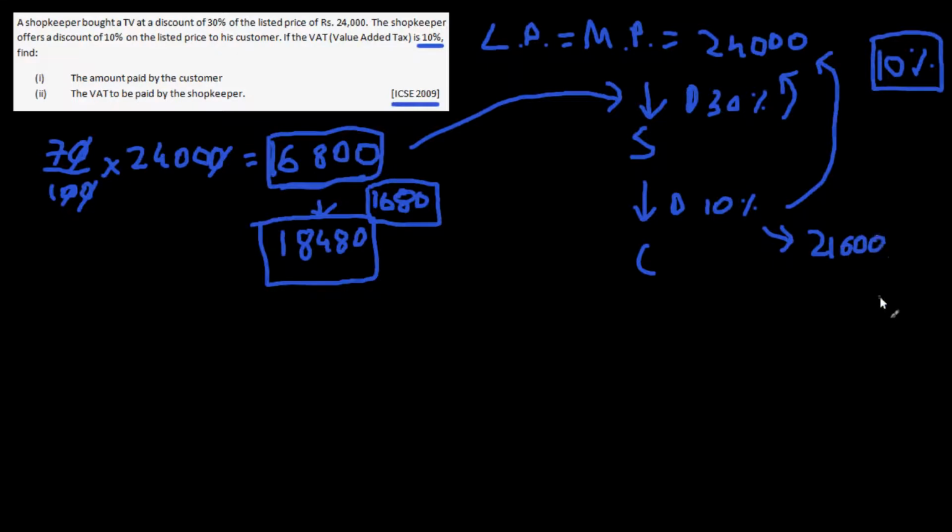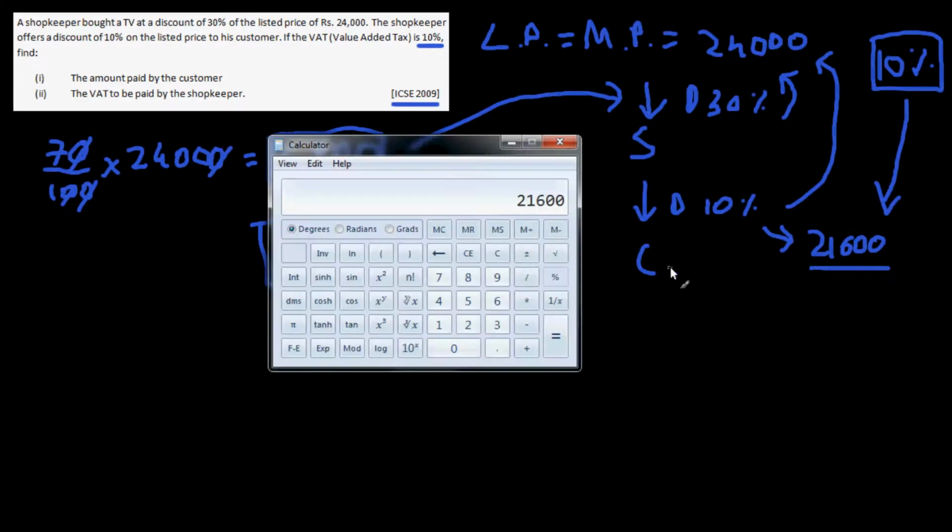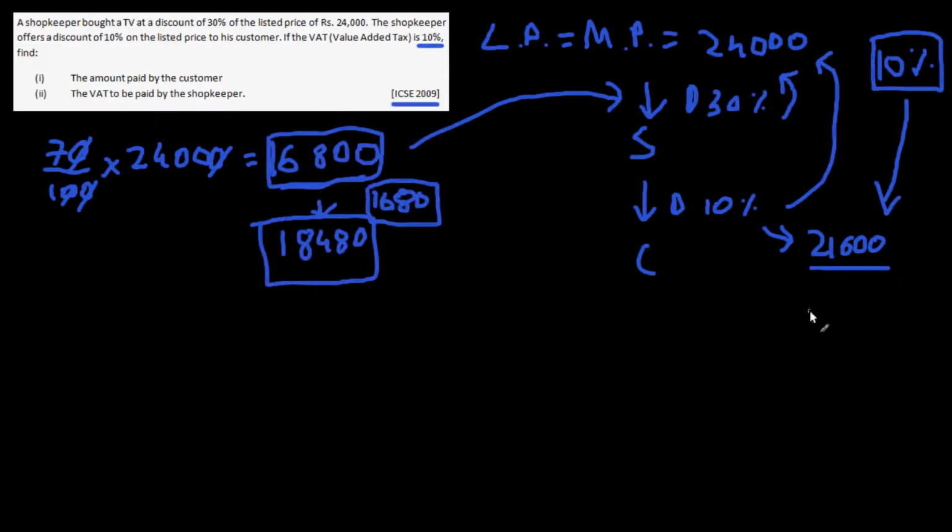But of course, on top of this, he needs to add this 10% tax. So the 10% of 21600 will obviously be 2160. So add that 2160 and you get 23760. So this is cost price plus tax. This is the cost price, and the tax that you added, the 10%, is 2160.